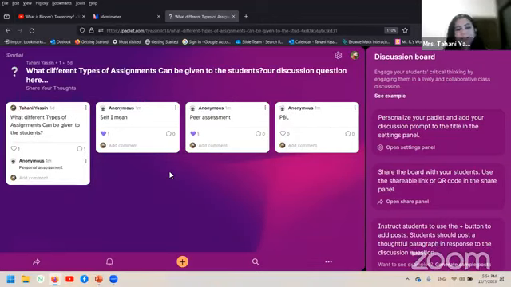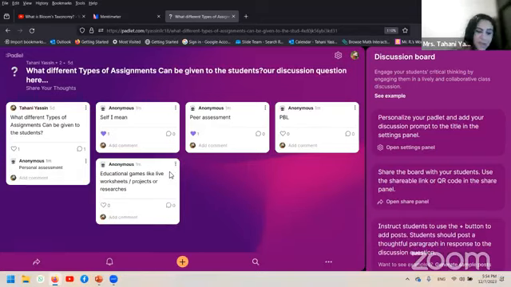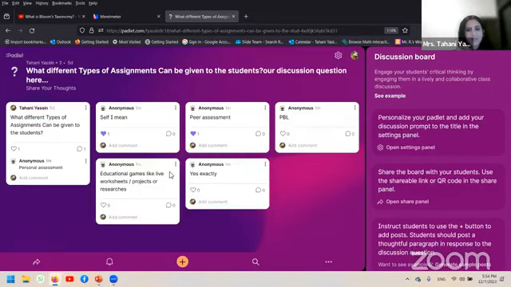Project-based learning. For those who do not know what I mean by project-based learning, it is a project created by the students using 2 or more subjects. Okay, like STEAM or STEM. Educational games like live worksheets, projects or researches.